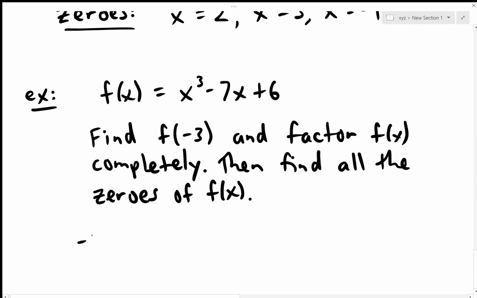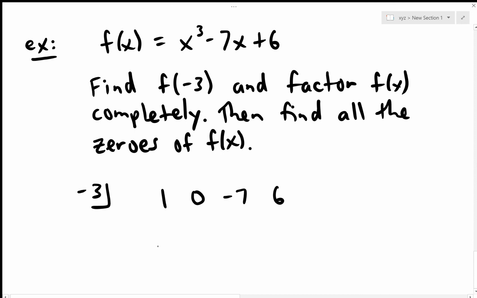Okay, so again, find f of -3. We're not going to plug the number directly in. We're going to continue to use our synthetic division process. And notice here that our polynomial is missing an x squared term. So remember that means that we have to account for that term by putting in a 0 as a placeholder. So my coefficients are actually 1, 0, -7, and 6. And we go through the synthetic division process as always.